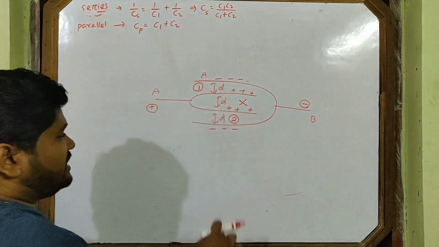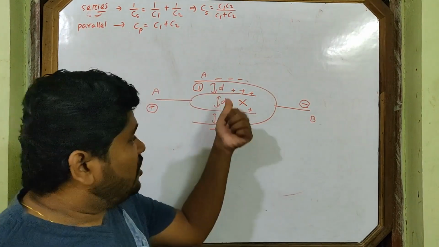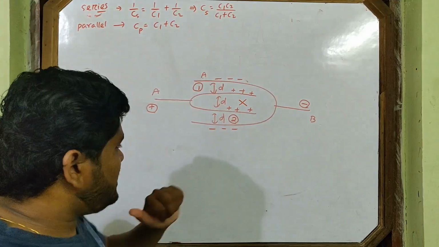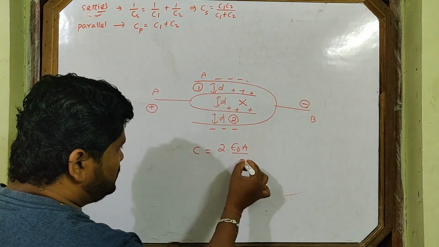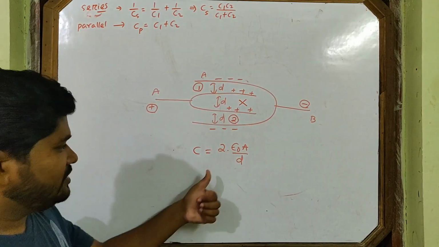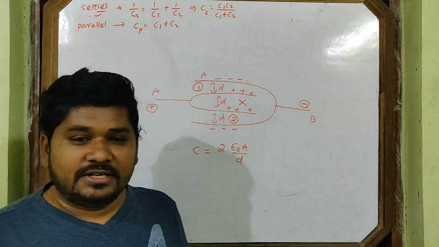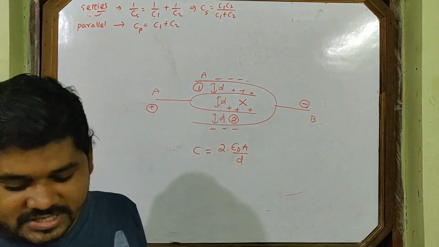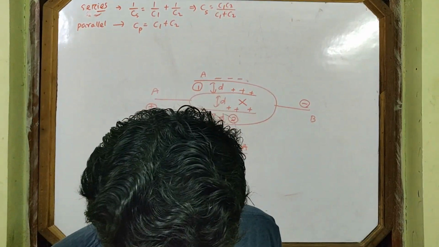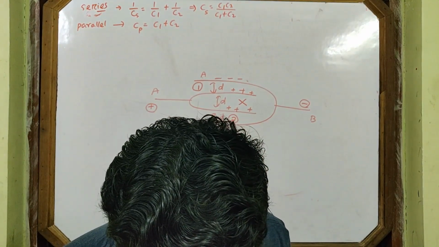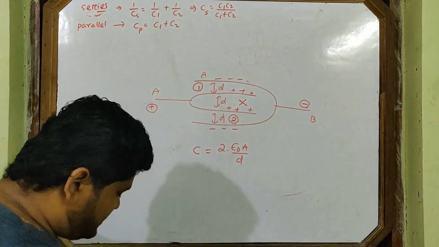Okay, and how are they connected? They are connected in parallel. All positive at A and all negative at B. So capacitance is 2 epsilon naught A by D. So this is also a parallel connection, and this type of figure also will be complete. Now I'll go to the next one. Let's see. Okay, it's also one interesting one.